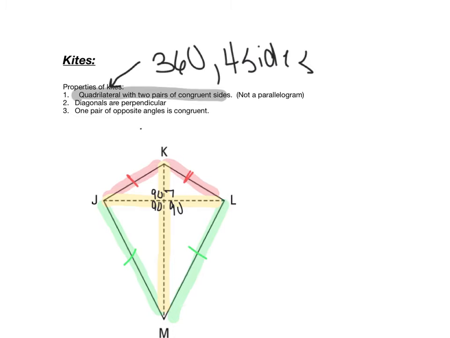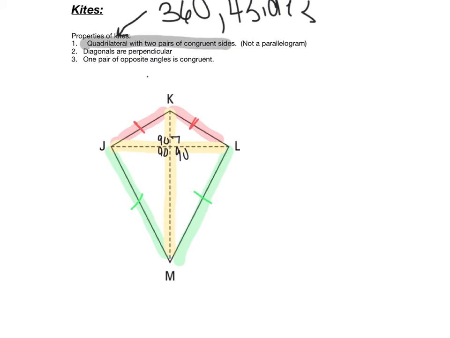And one pair of opposite angles is congruent. What that means is that if you look, this top angle and the bottom angle are not congruent. Angle K and angle M, the top and bottom, are not congruent. One's obtuse and one is acute. However, this angle here, angle J, is congruent to angle L. So that's the property there.